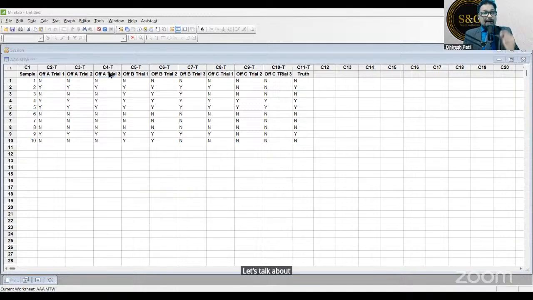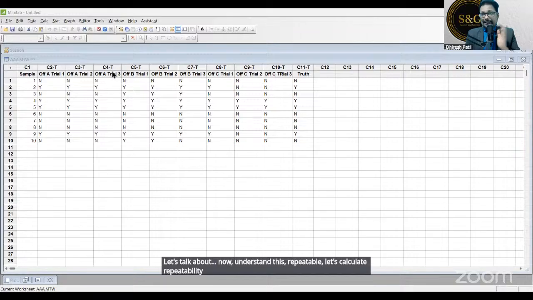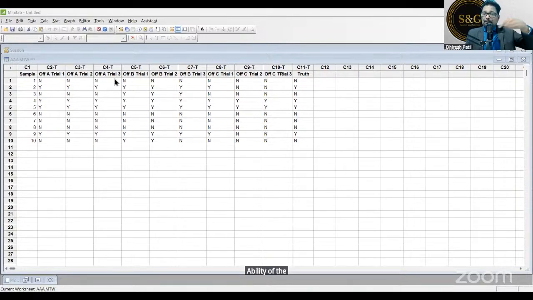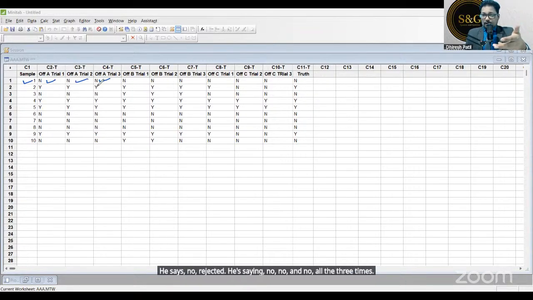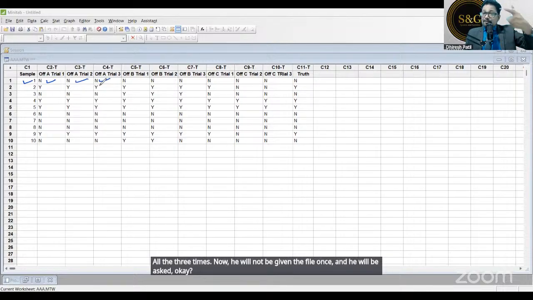Let's talk about repeatability now. Let's calculate repeatability manually. Again, let me remind, repeatability is the ability of the same person to repeat the readings. For example, officer A gets the first file. He says no, rejected. He says no, no, and no all three times. Now, the file will not be given to him all at once and asked. It will be given randomly.